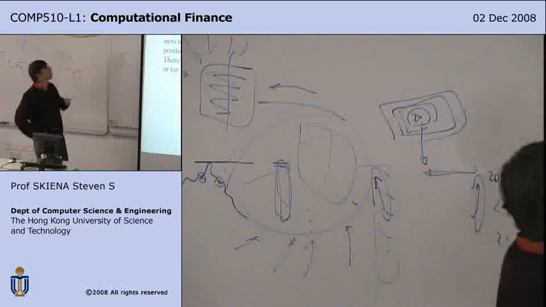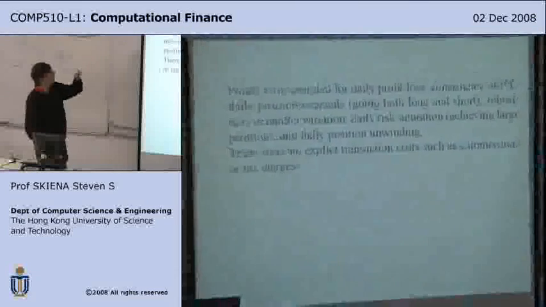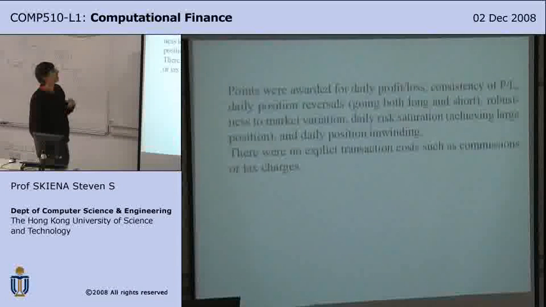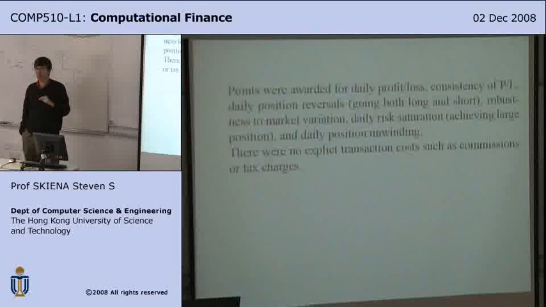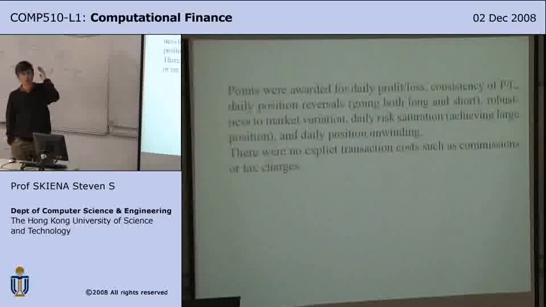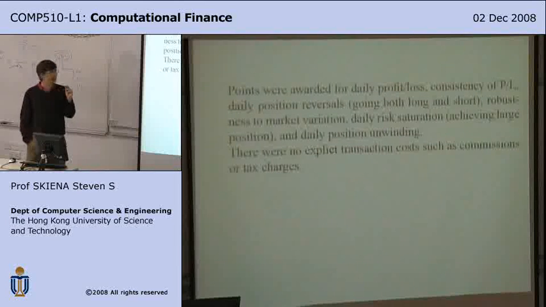So they graded their trading agents on several different things. One was profit, the daily amount that you won and lost. One was how consistent it was. A trading agent that made $1 million one day and lost $1 million the next day was deemed a less good trading strategy than one that just sort of broke even every day. Okay?